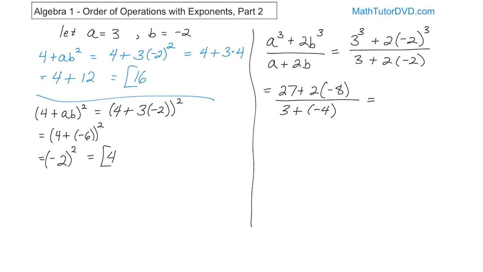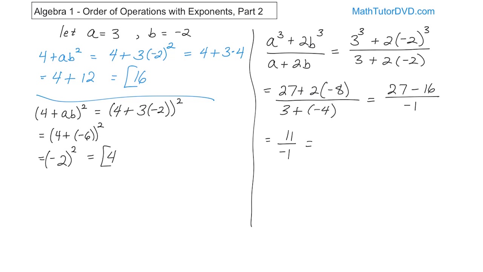Now we go off to the next step. We continue working on the top and bottom separately. We have addition, and we have multiplication. Multiplication comes first, so we'll have 27, and 2 times -8 is -16, so we'll write it as -16 on the top. And on the bottom, we have 3 plus -4, so we can go ahead and do that addition, and we get the answer of -1 because 4 minus 3 is 1, and the sign goes with the larger absolute value. Okay, so on the top, what is 27 minus 16? 27 minus 16 is 11. And on the bottom, you're going to have -1.